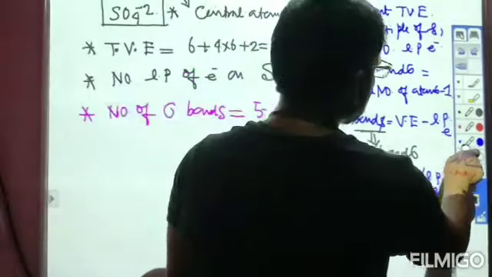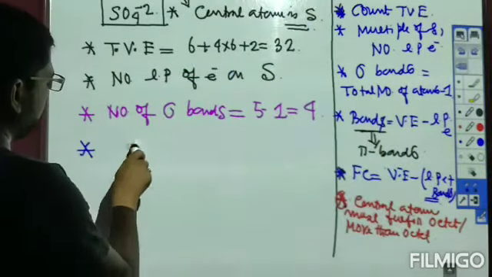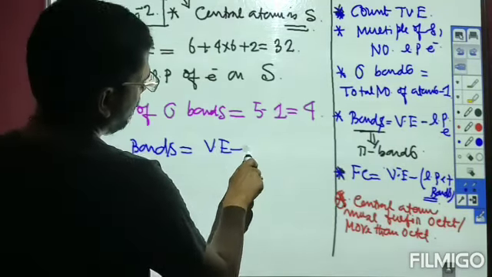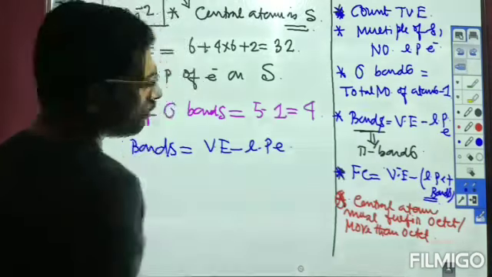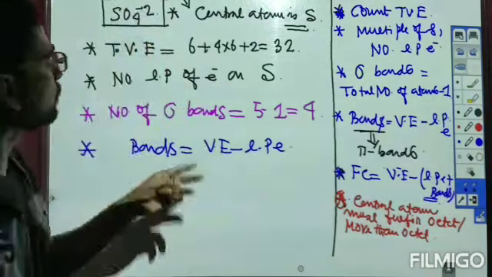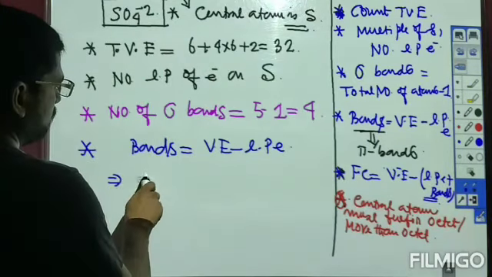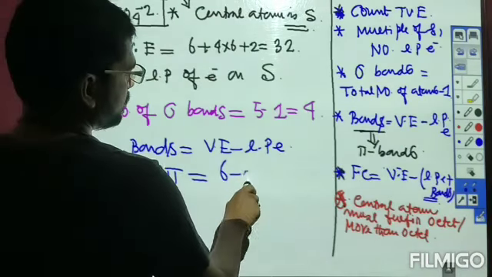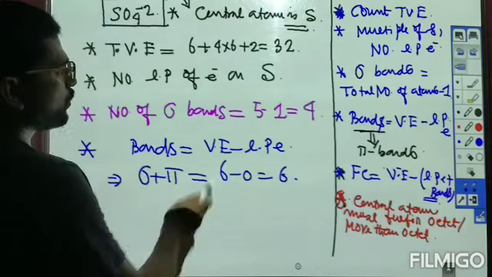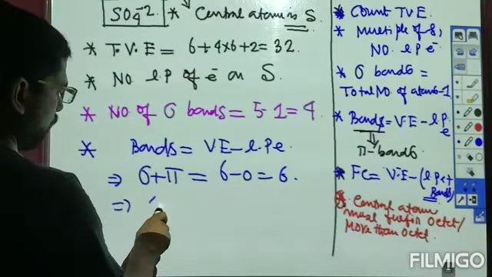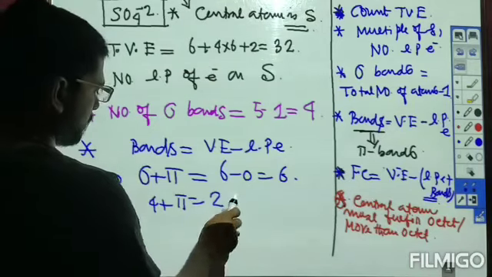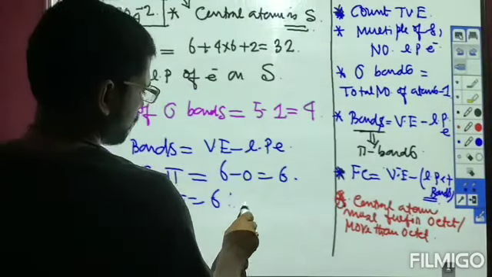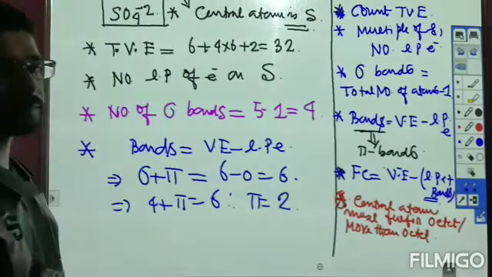Now how many numbers of pi bonds? Okay, there is one formula, bonds equal to valence electron minus lone pair electron. Valence electron of central atom. So bonds means sigma plus pi. Valence electron of 6 minus 0 is equal to 6. Now sigma bond already we know, 4 sigma bonds. So 4 plus pi equal to 6. So 2 pi bonds are there.